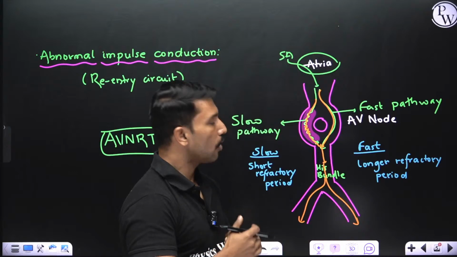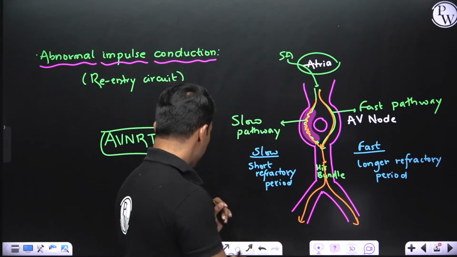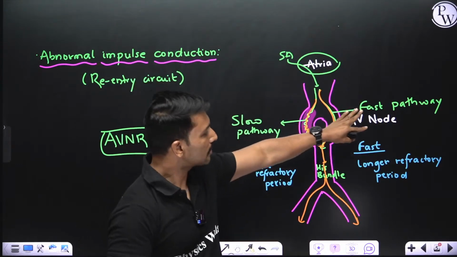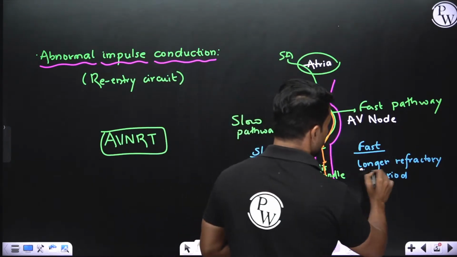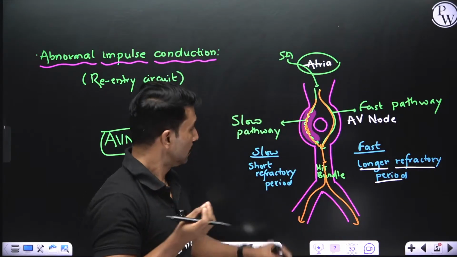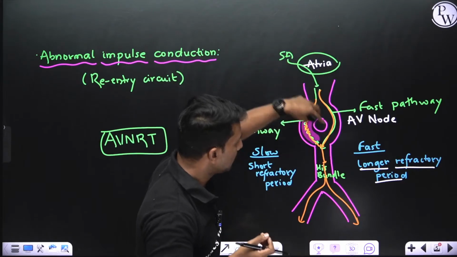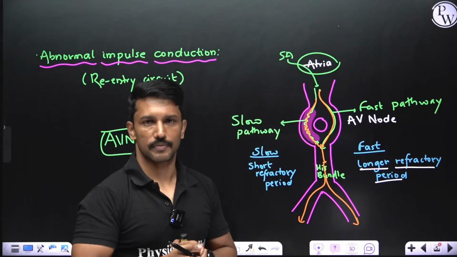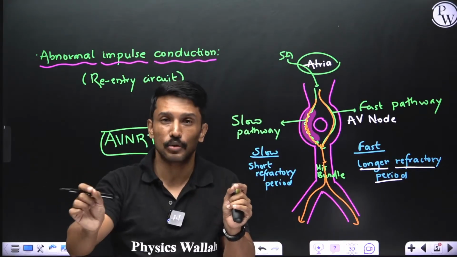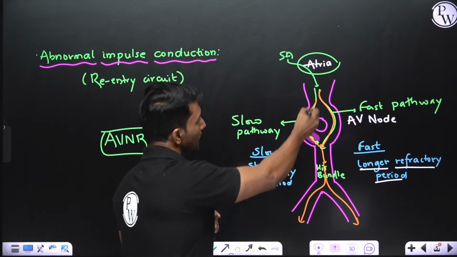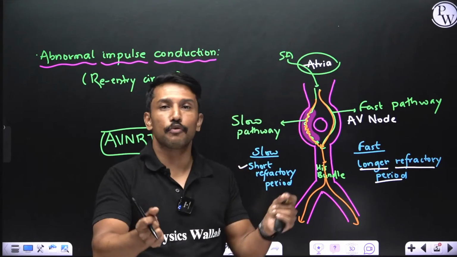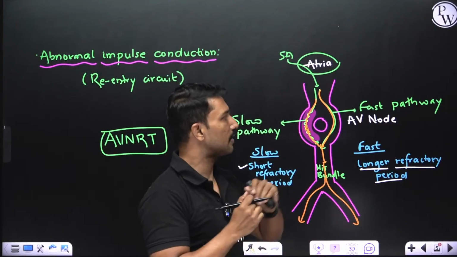Okay, the problem can happen in certain circumstances, and to understand that problem we need to know one extra point. This fast conducting pathway has a relatively longer refractory period. Means once an impulse passes through it, there is a refractory period. The next impulse cannot immediately travel through this pathway. So it has a long refractory period. For the next impulse to be conducted through it, it needs a gap. On the other hand, the slow conducting pathway has a very short refractory period. So it gets ready for the next impulse much faster than the fast conducting pathway.